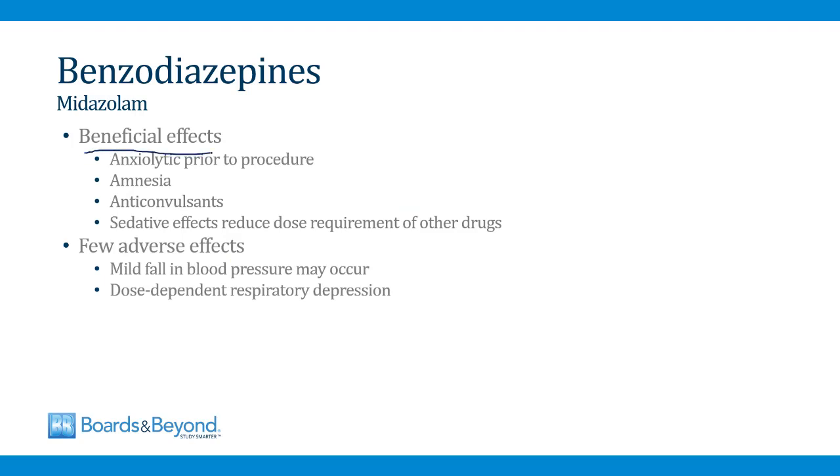Some of the beneficial effects of benzodiazepines are, first of all, they are anxiolytic prior to procedure. These drugs are very helpful when patients are anxious before surgery in the pre-op area. They can be given a low dose of a benzodiazepine, and this will help to relax them before surgery. They're also useful because they cause amnesia, and if any element of a surgery could lead to a seizure, these drugs are anticonvulsants. And then lastly, the sedative effects are helpful because they reduce the required dose of other anesthetic drugs.